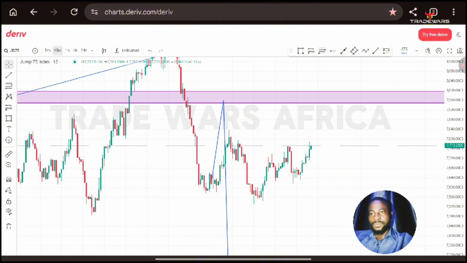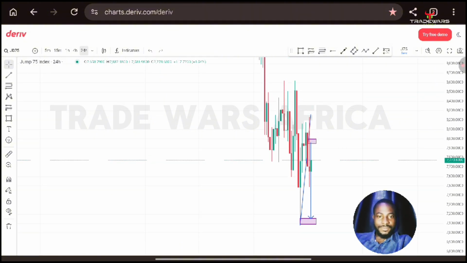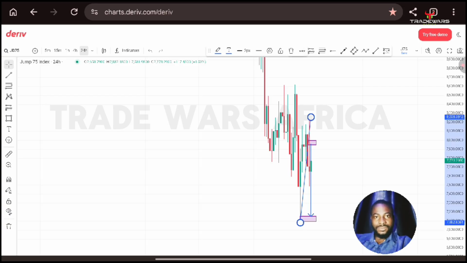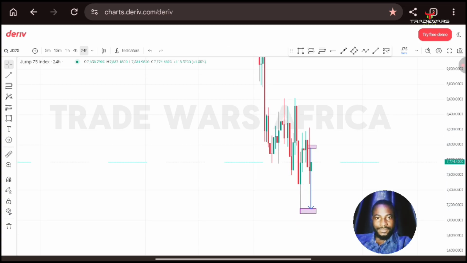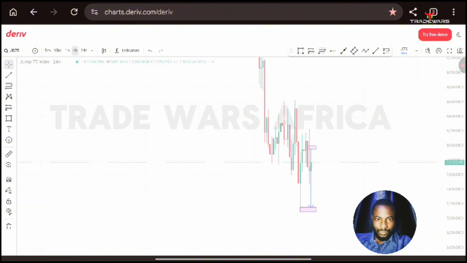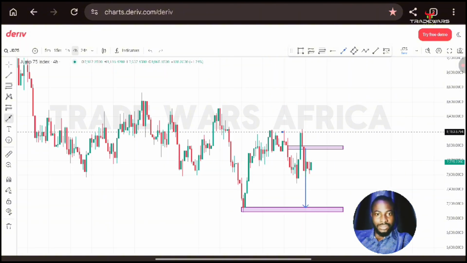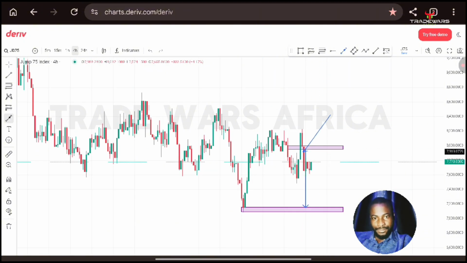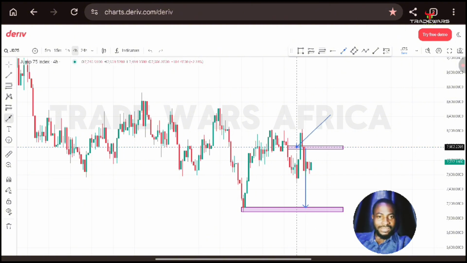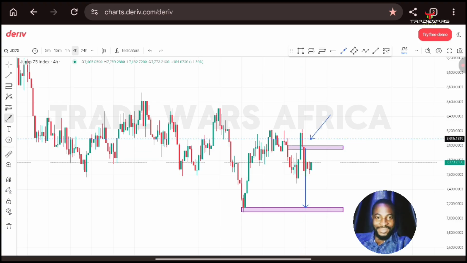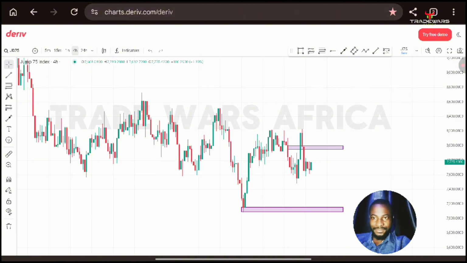So I saw a market like this. I saw this candle formed. Here's the zone here. There's also a zone here, notwithstanding. But I saw this candlestick and I was like, okay, as usual, let me mark my golden zone. So I marked my golden zone and I was expecting the market to come to the place.